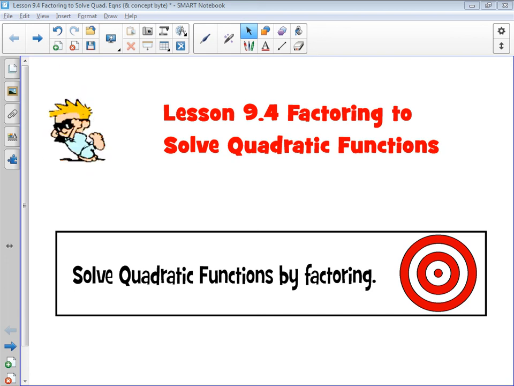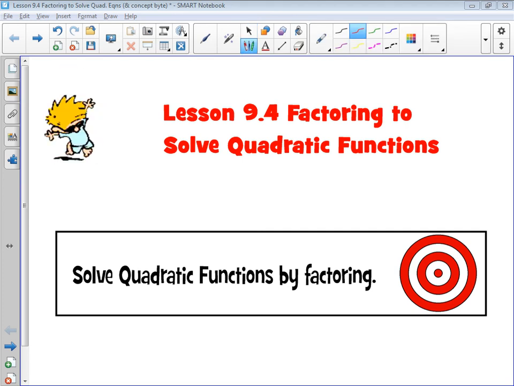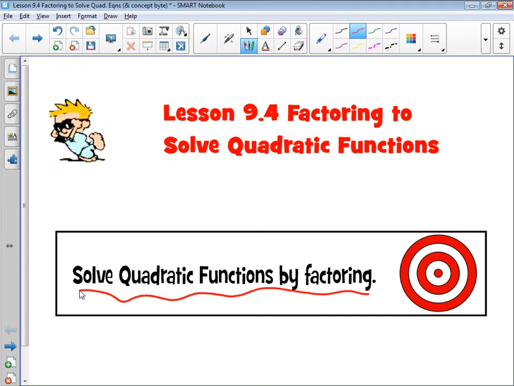We're on lesson 9.4, factoring to solve quadratic functions. This is kind of a combination of what you did in chapter 8, where you factored polynomials, and what you've done in chapter 9, where you find the solutions to quadratic functions. The learning target today is to solve quadratic functions by factoring. So set up your Cornell notes and use this as your essential question.